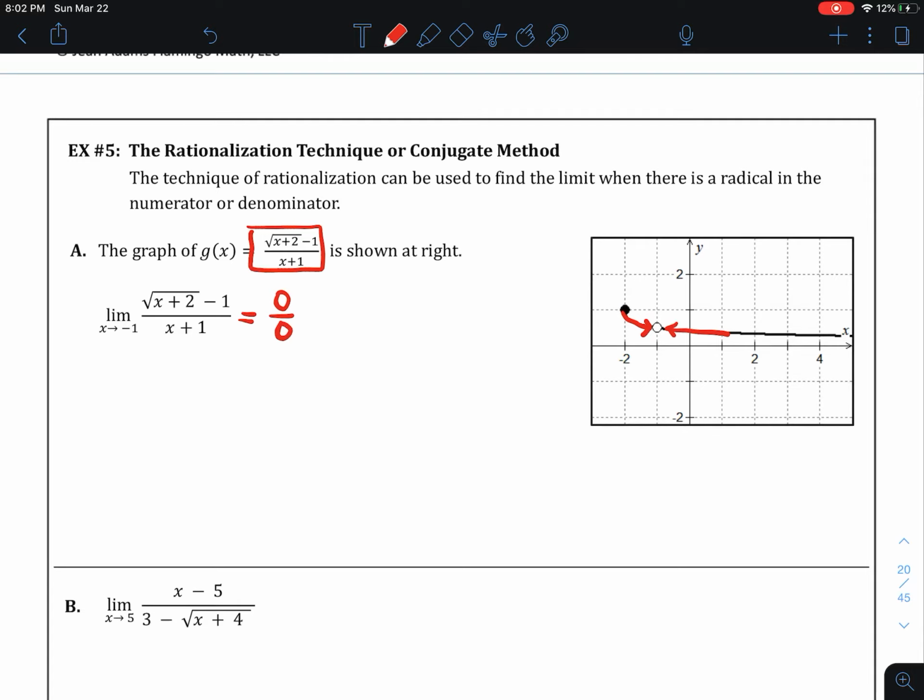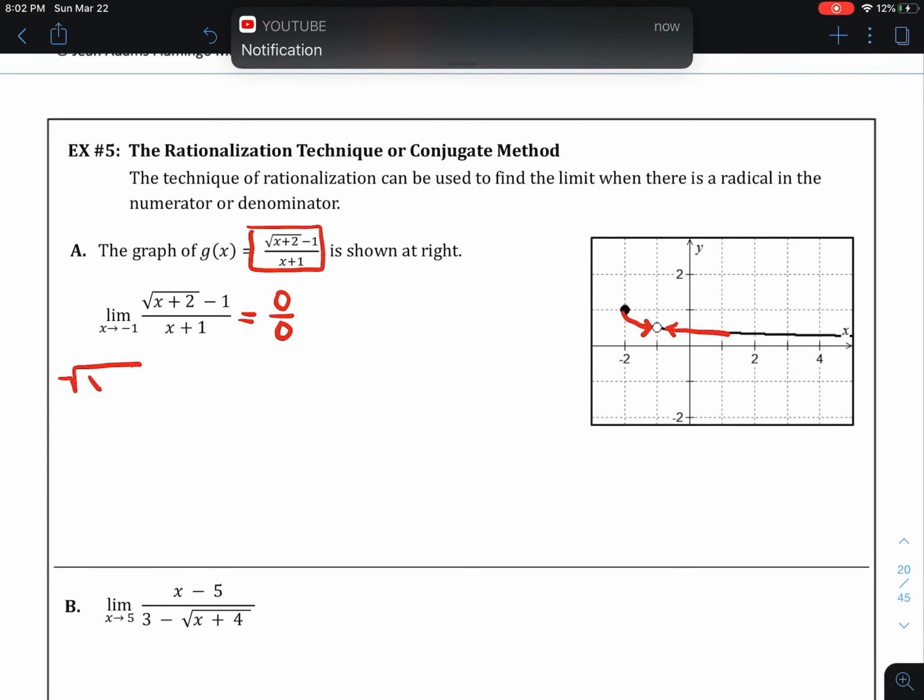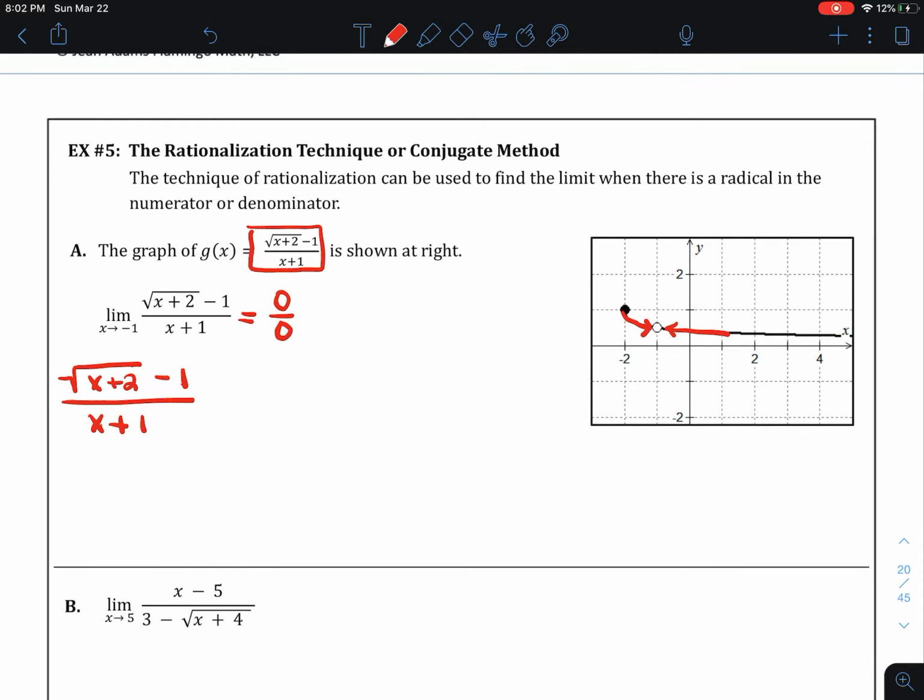So in this case, what you're going to do is you're going to take the top and the bottom and multiply it by what we call the conjugate of the term involving the radical. So we're going to multiply this by the square root of x plus 2 plus 1. So we see the sign change. And that really gives us difference of two squares, which will cancel out the radical. Times, and we're really actually only multiplying it by 1. It's a pretty neat method.